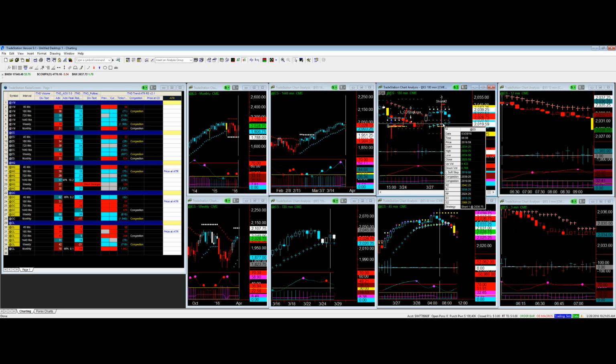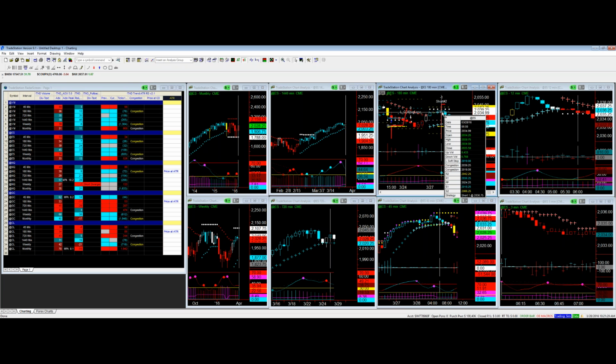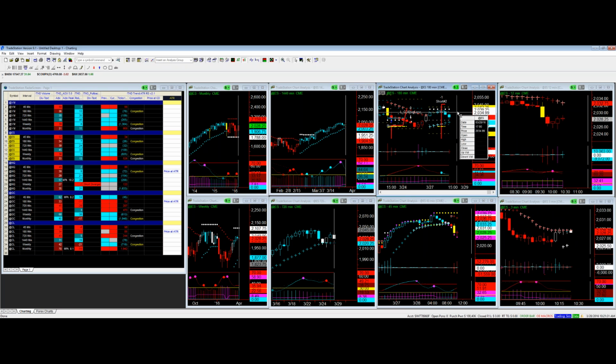So on this one you can see that your entry was 2036.75 with the congestion dot at 2039.25. I mean, that's actually a very, very tight stop on that one. And all it does, this would send you an alert to your smartphone again.